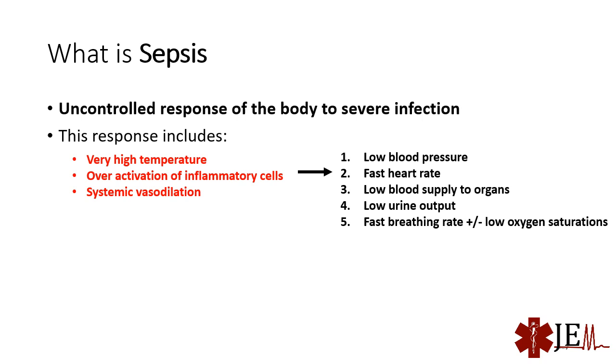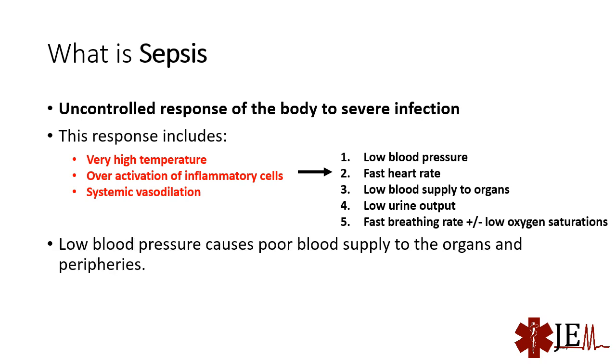The patient might also have a fast breathing rate and low oxygen saturations as well, because in this case they've got a pneumonia which they're fighting against, and they're trying to get extra oxygen to the blood to give those organs a better fighting chance. And so just to sum up, this low blood pressure is causing poor blood supply to the organs and the peripheries, which can then cause organ failure and death. This is why sepsis is so important to not be missed and to be treated promptly.